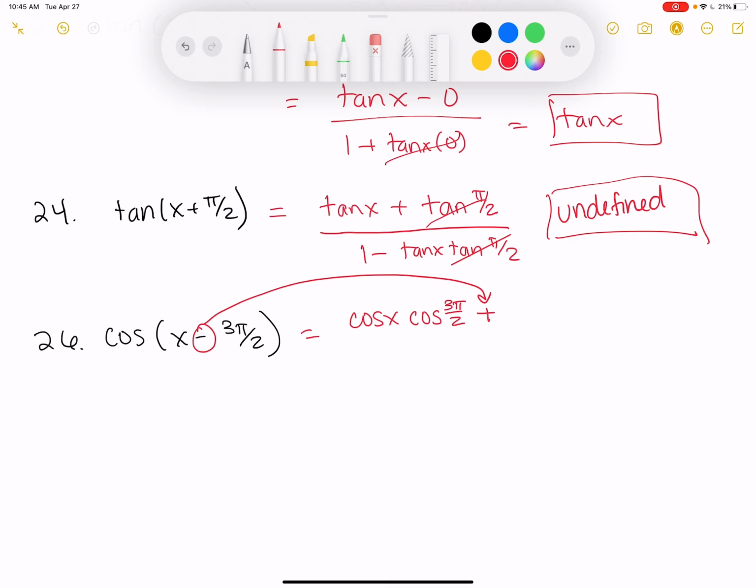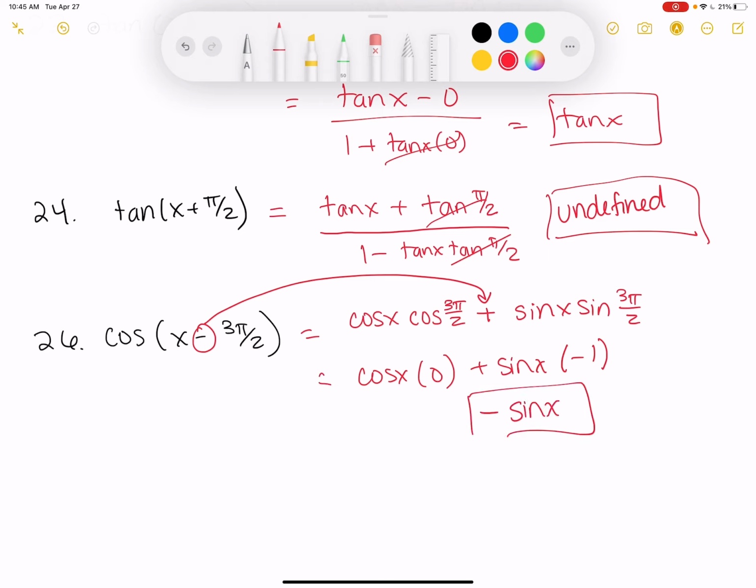All right, and then what comes after that? Sine x times sine of 3 pi over 2. So cosine x times, what's the cosine of 3 pi over 2? Plus sine x, what's the sine of 3 pi over 2? 0, 1. Or no, sine, my bad. Negative 1. So that is negative sine of x. I like these problems.